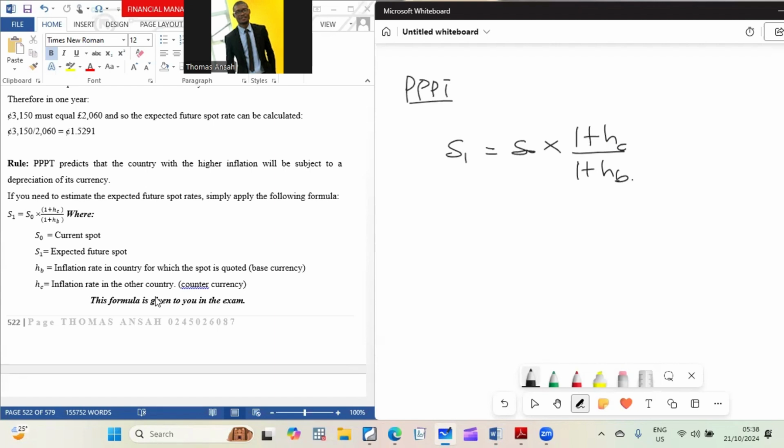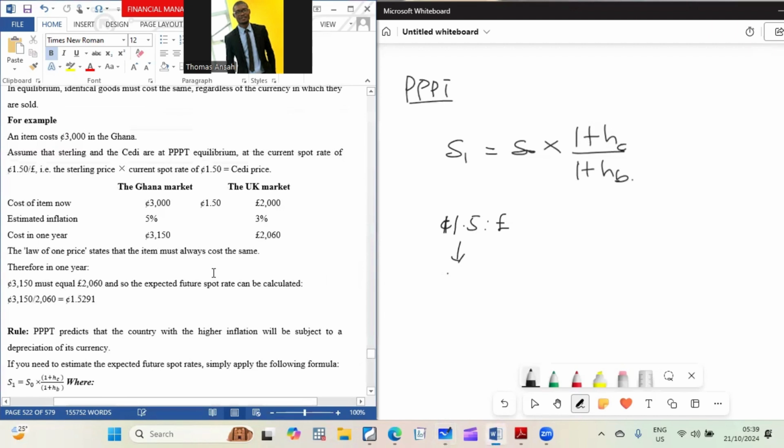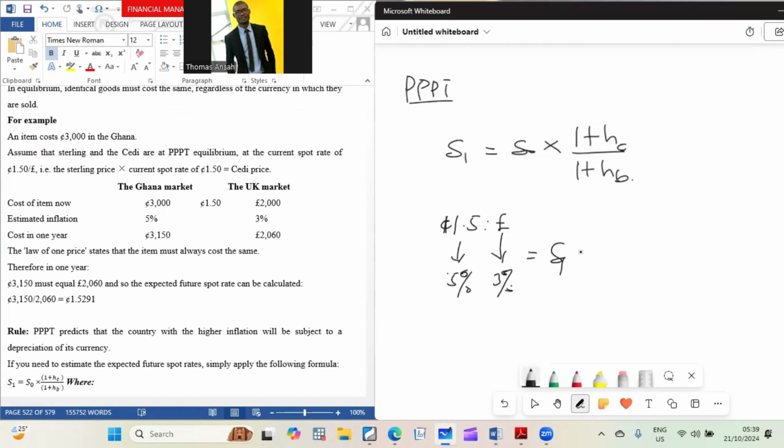All right. Now, if I say 1.5 is to 1 pound, see, this is 1 pound. How will I obtain the future rate? And I've given you the inflation rate in CD, which was 5%, and this one is 3%. So how are you going to do it? My formula S1 will be determined by S0, which is 1.5, multiplied by 1 plus, and we have here 1 plus.